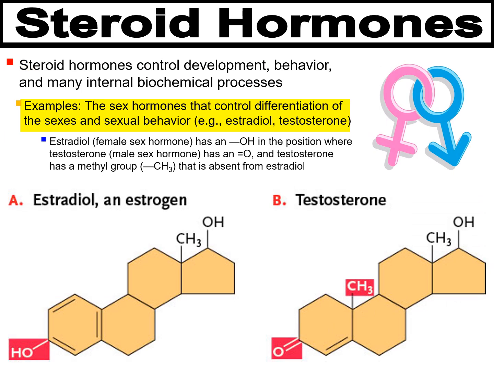Two major steroid hormones are estradiol and testosterone. Estradiol is secreted by the ovaries, and is important for women and female development. Testosterone is secreted by the testes, and is important for men and male development.